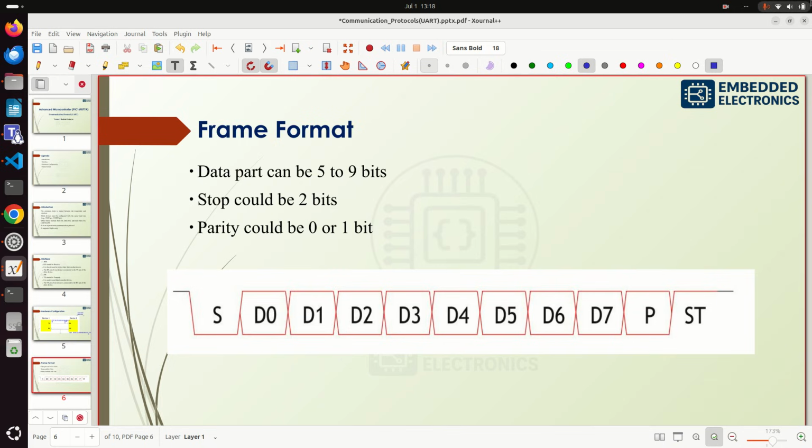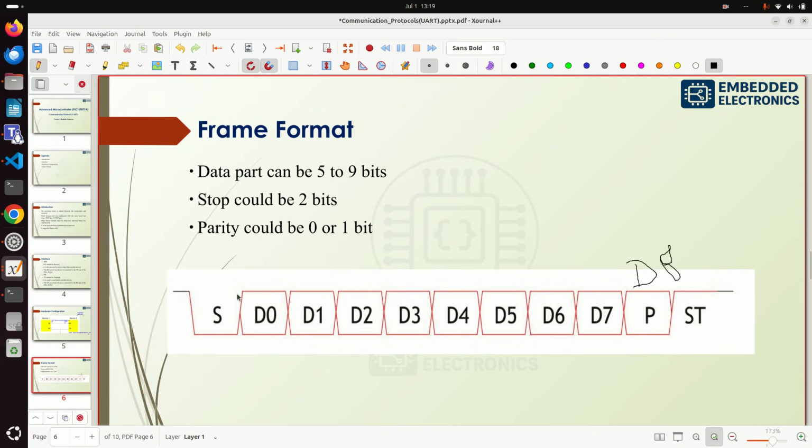So here we have the parity bit, right? After D7, instead of this you have to use D8. The 9th bit you have to use here instead of the parity bit.